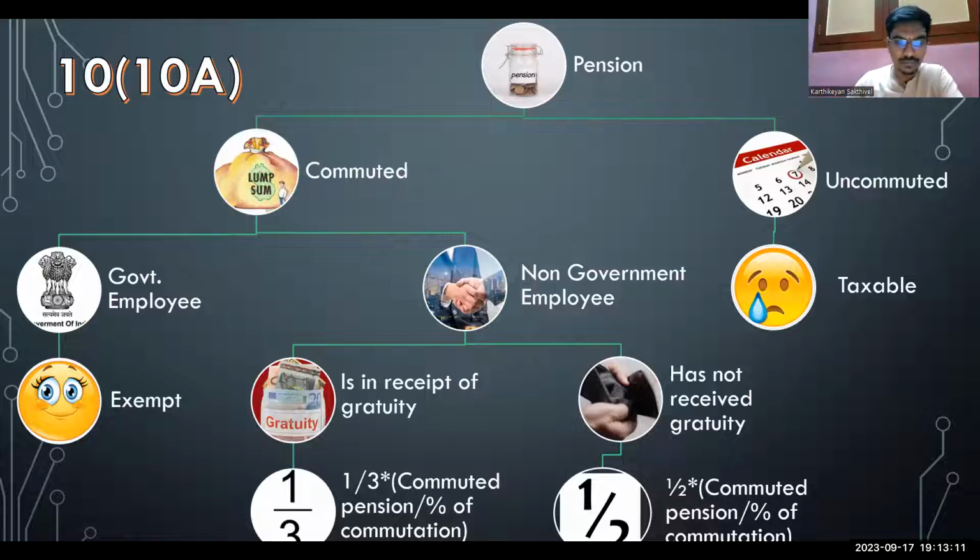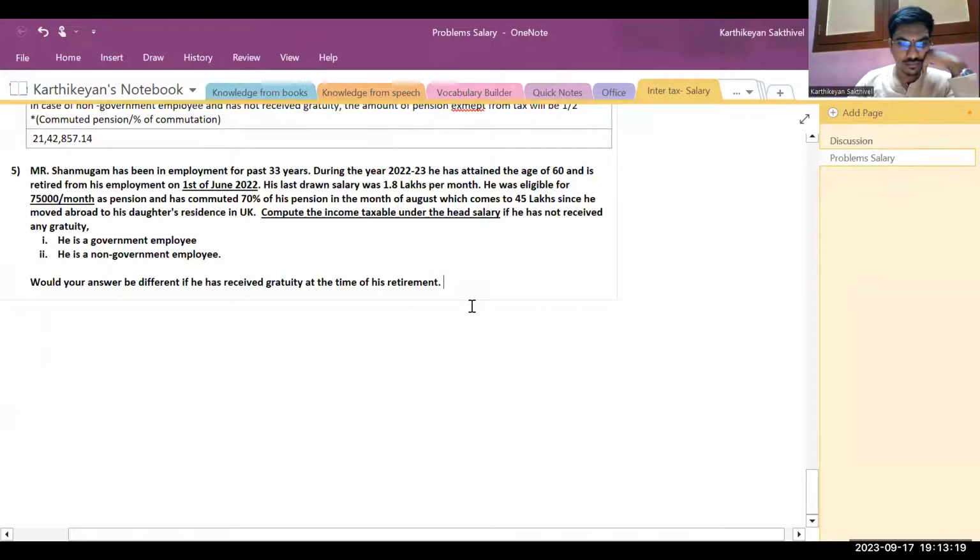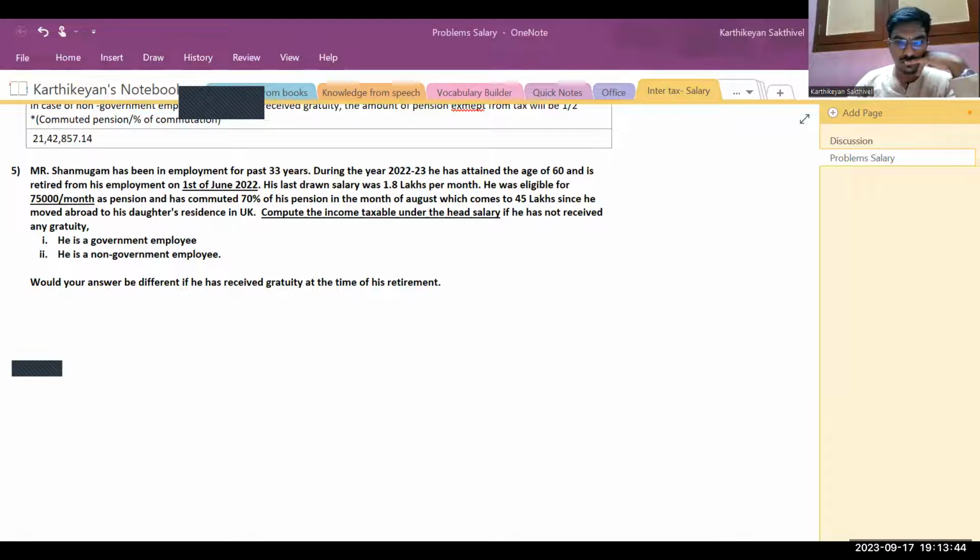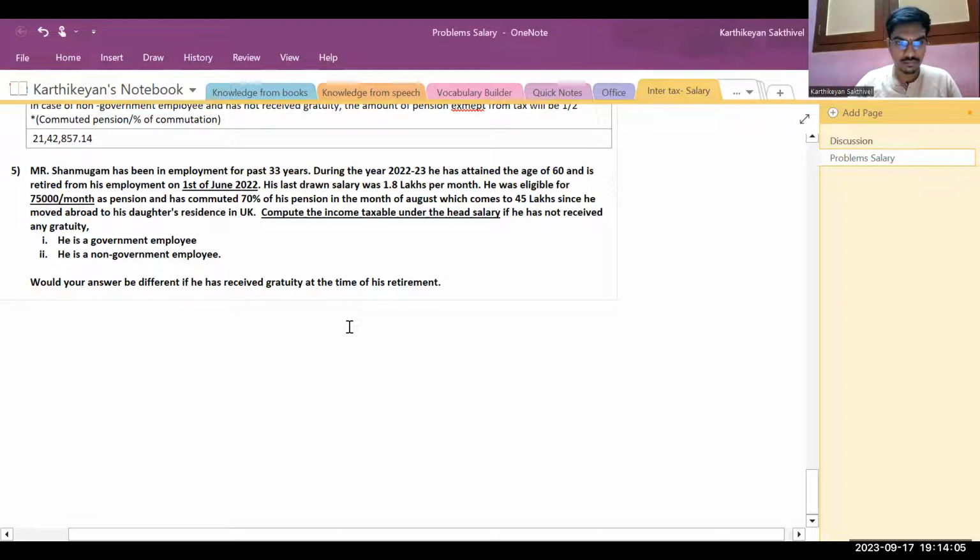Reshma, read the question. Mr. Shanmugam has been in employment for past 33 years. During the year 22-23, he has attained the age of 60 and retired from his employment on 1st of July 2022. His last drawn salary was 1.8 lakhs per month. He was eligible for 75,000 per month as pension and has commuted 70% of his pension in the month of August, which comes to 45 lakhs, since he moved abroad to his daughter's residence in UK. Compute the income taxable under the head salary if he has not received any gratuity. Case 1, if he is a government employee. Case 2, if he is a non-government employee. Would your answer be different if he has received gratuity at the time of his retirement?